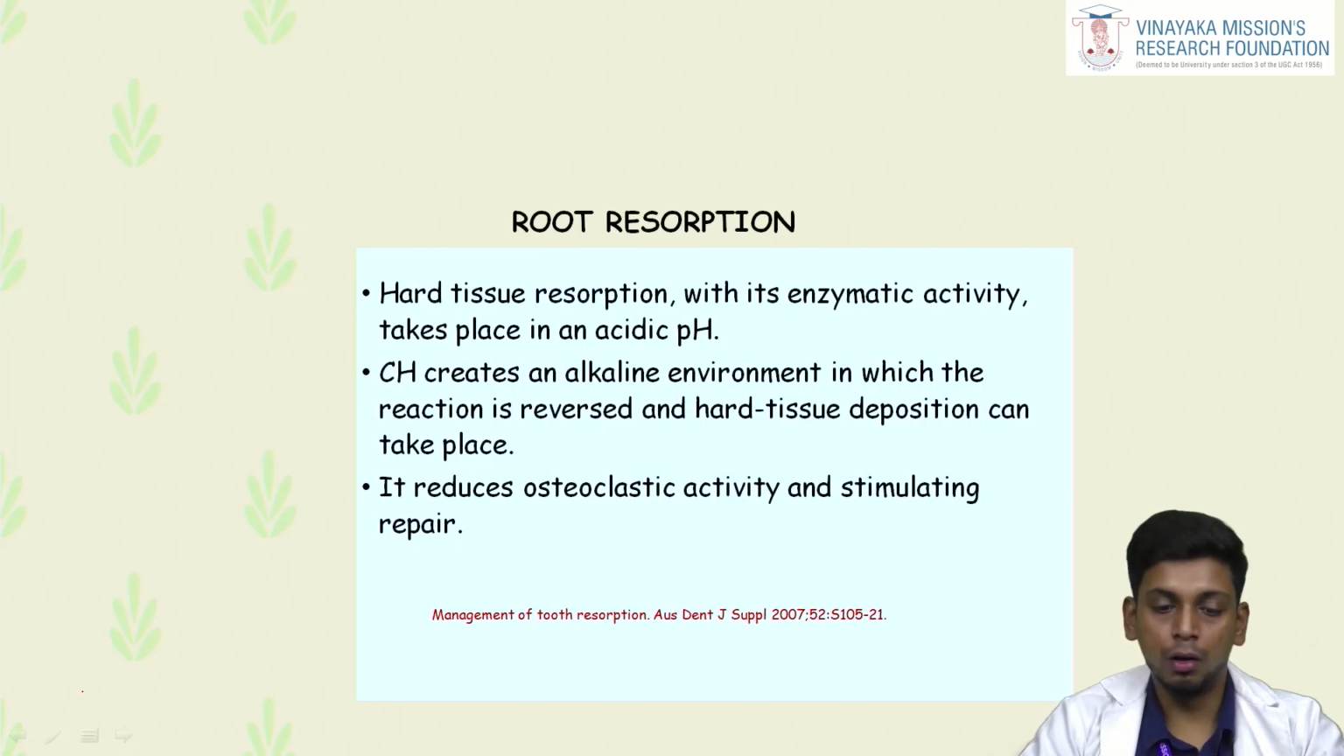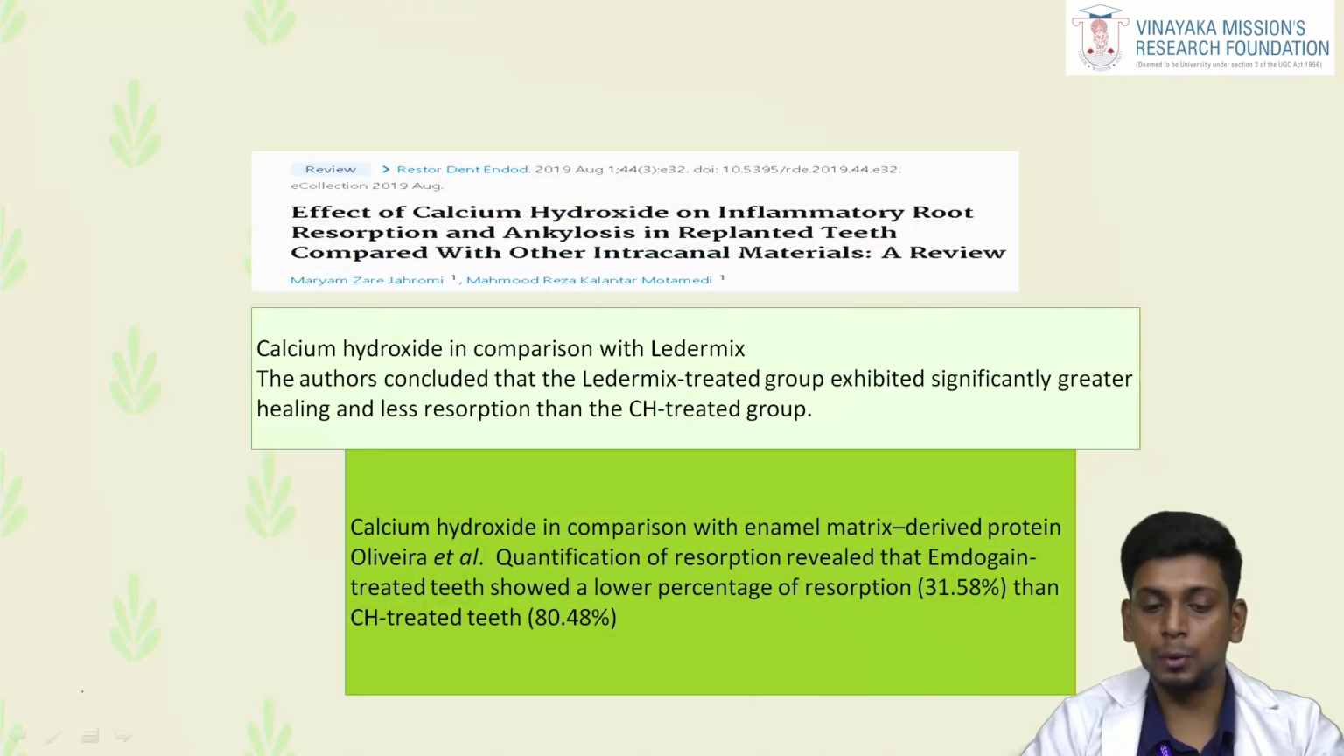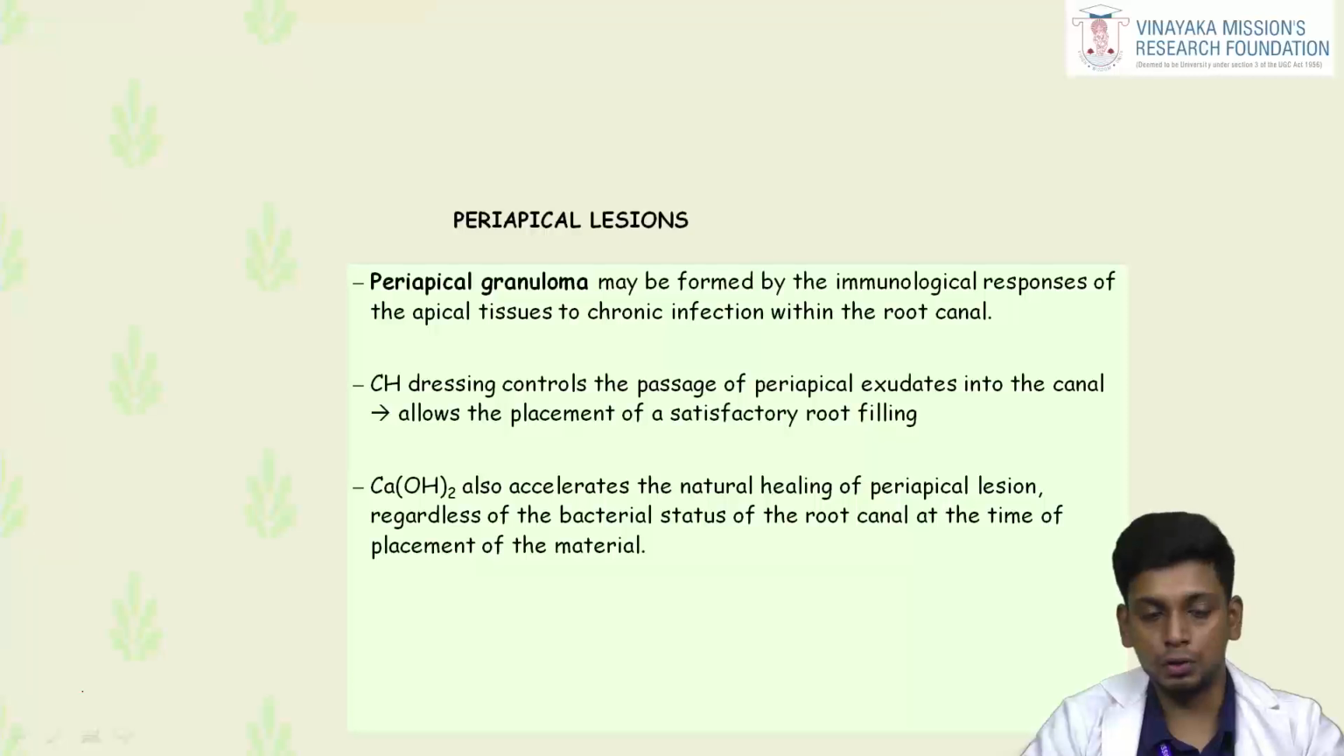Root resorption. Hard tissue resorption with this enzymatic activity takes place in acidic pH. Calcium hydroxide creates an alkaline environment in which the reaction is reversed and hard tissue deposition can take place. It reduces osteoclastic activity and stimulates repair. The effect of calcium hydroxide on inflammatory root resorption was analyzed, and they concluded that in comparison with enamel matrix derived protein, Oliver et al., quantification of resorption revealed that Emdogain treated teeth showed a lower percentage of resorption than calcium hydroxide treated teeth.